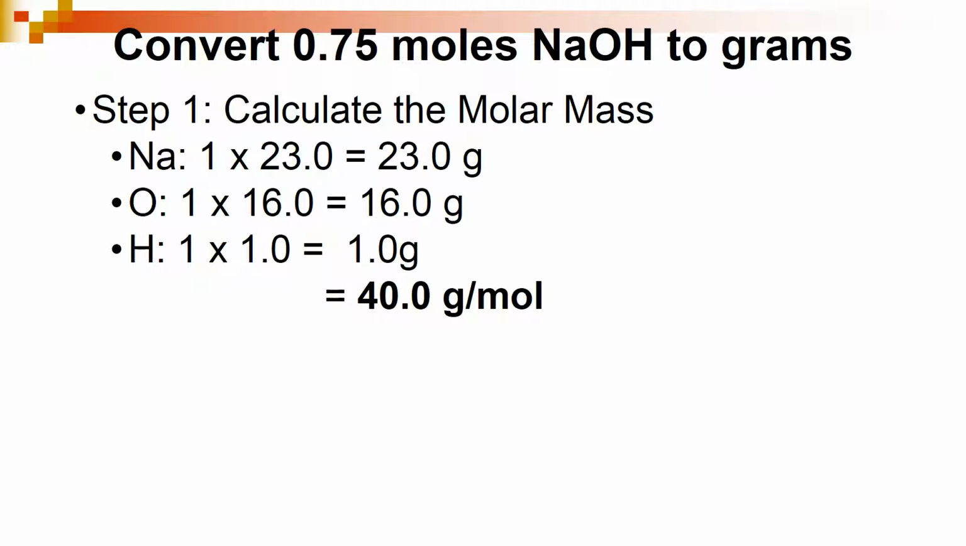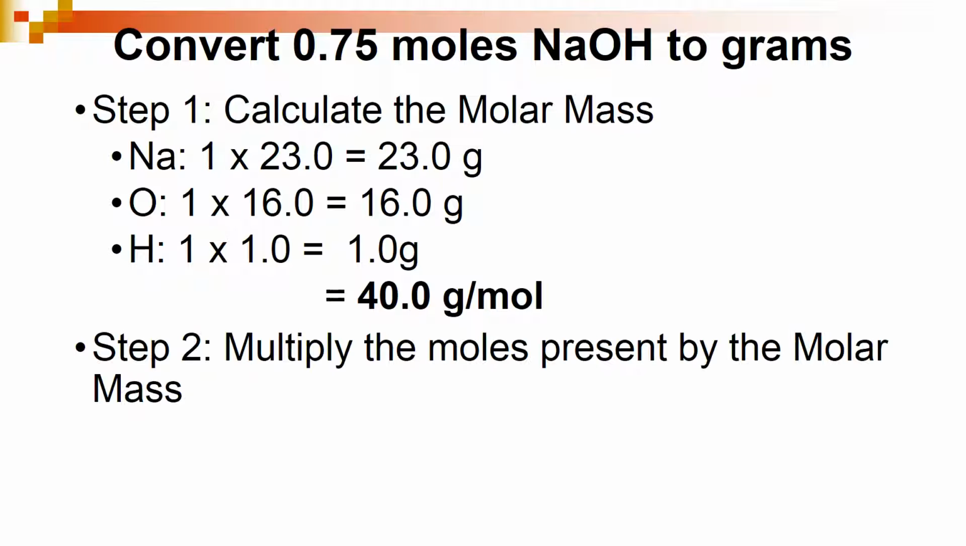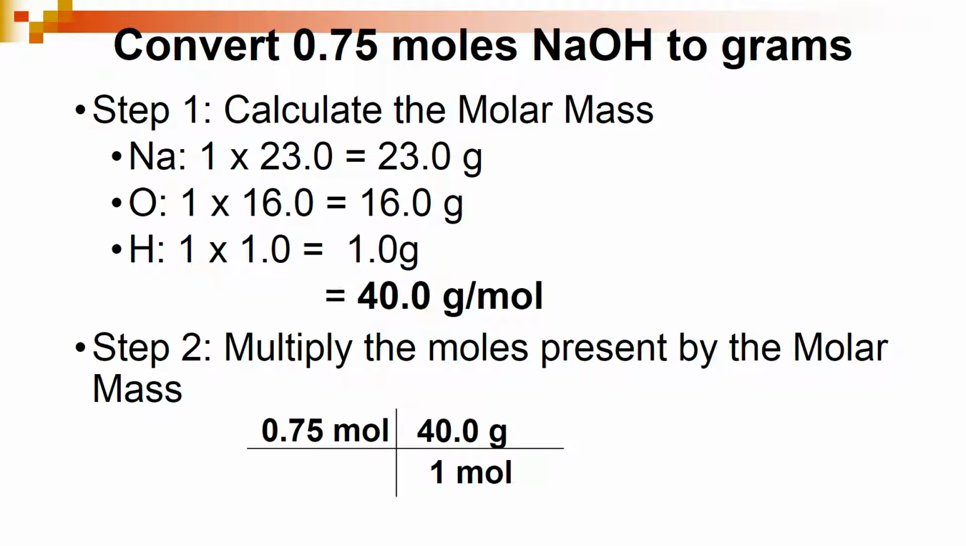Adding those 3 values together, we know that the molar mass of sodium hydroxide is approximately 40.0 grams per 1 mole. Step 2, we're going to multiply the moles present by the molar mass. So, setting up our conversion, the initial value always goes on top, 0.75 moles. Now, if we have moles here, then we need to have moles down here. We know from our conversion factor that there is 1 mole in 40.0 grams of sodium hydroxide. Let's cancel our like units.